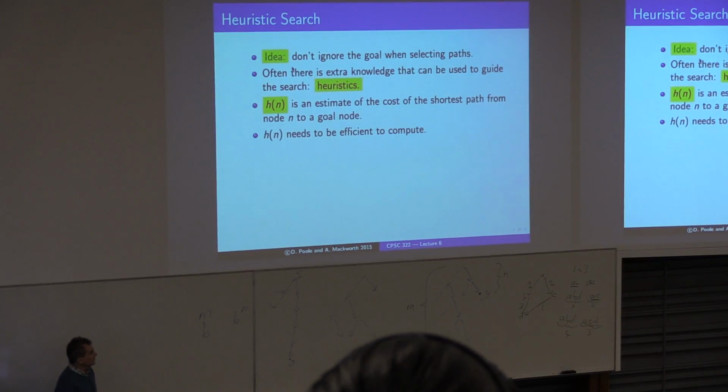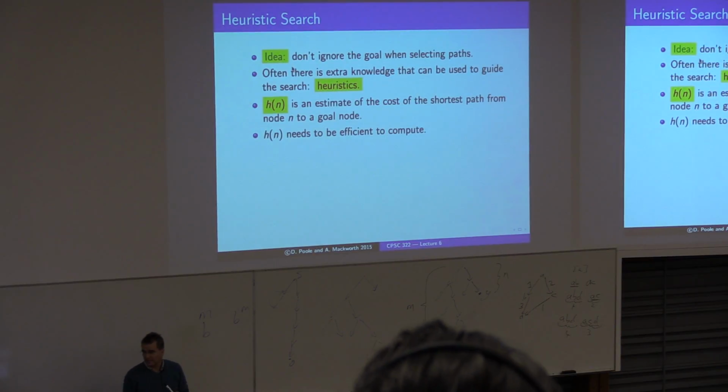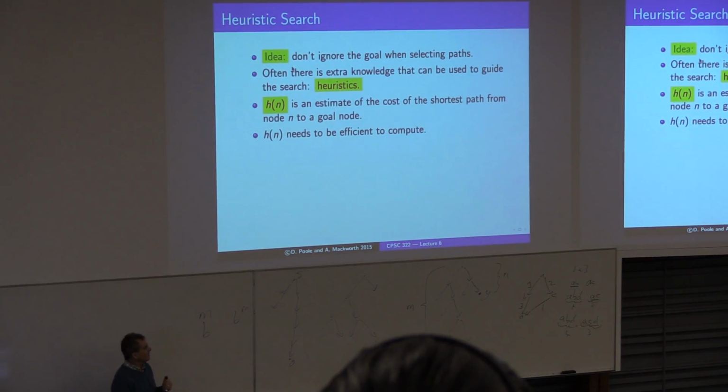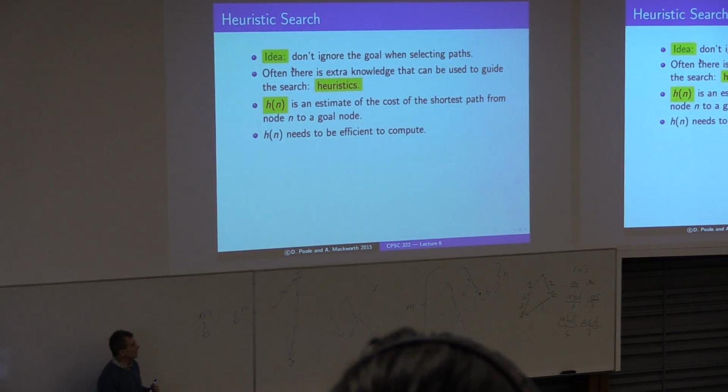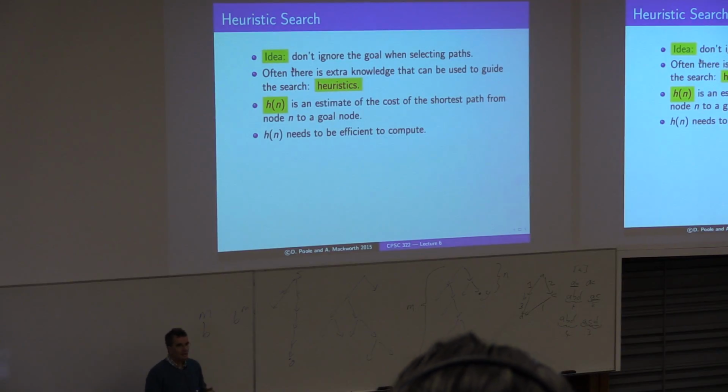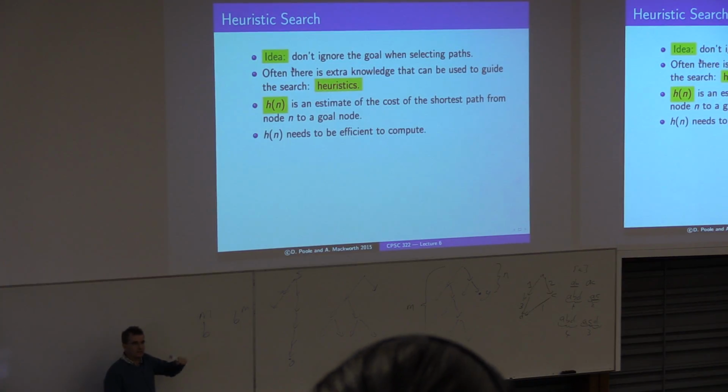So what we're going to do is look at extra knowledge that can be used to guide the search, and we're going to call these heuristics. In particular, we're going to look at one heuristic, h of n, which is an estimate of the cost of the shortest path from node n to a goal node. We're going to assume that h of n is something that's quick to compute. And we're going to use this h of n, this extra knowledge about an estimate of how close we are to a goal, in order to improve our search.